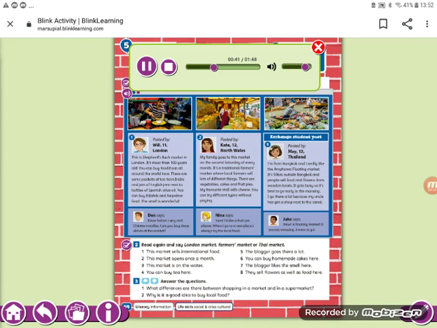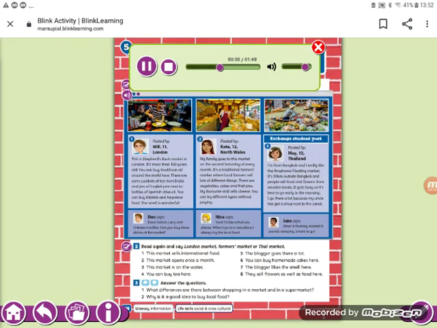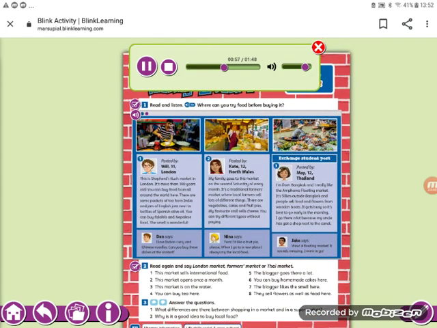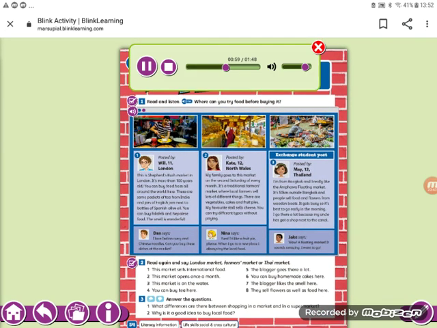2. My family goes to this market on the second Saturday of every month. It's a traditional farmers market where local farmers sell lots of different things. There are vegetables, cakes, and fruit pies. My favourite stall sells cheese. You can try different types without paying. Yum! I'd like a fruit pie, please. When I go to a new place, I always try the local food.